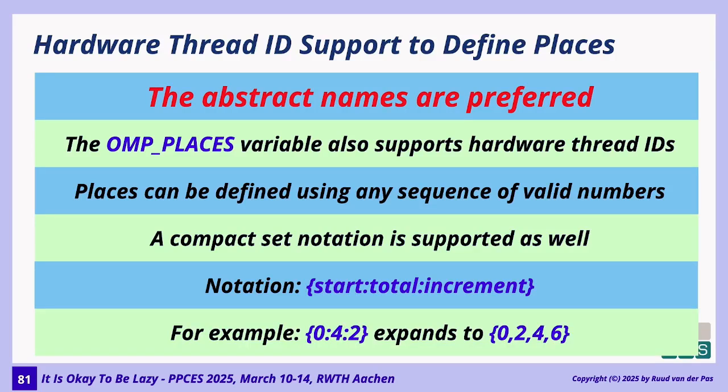For example, 0:4:2 means I'm going to have 4 numbers. They start with 0, and the increment is 2, so this will generate 0, 2, 4, and 6. And that's a very nice way to deal with those long lists, especially when you have a large system. So, and that's what you'll see me using.